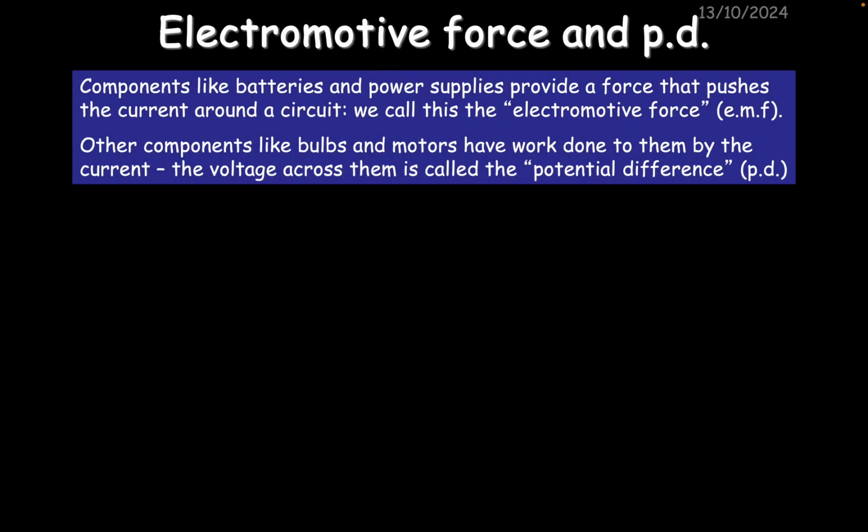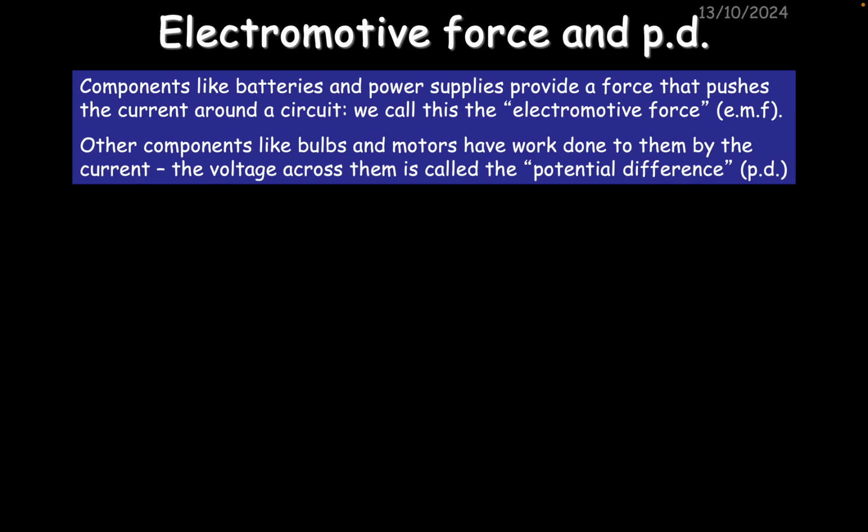And then when you're looking at electromotive force, when a battery or a power supply provides the energy for a circuit or provides the voltage for the circuit, the potential difference is how you measure it with a voltmeter, and it could be across any component. So components like batteries and power supplies provide the force that pushes the current around the circuit. We call this the electromotive force.